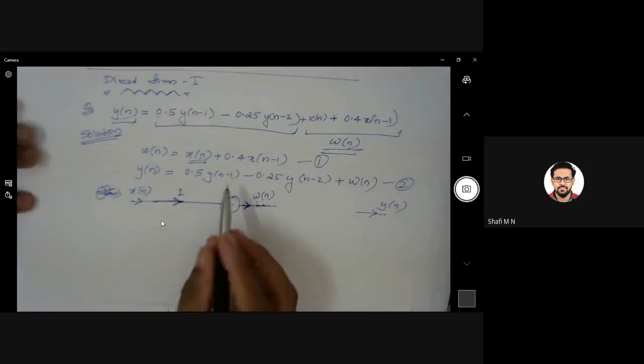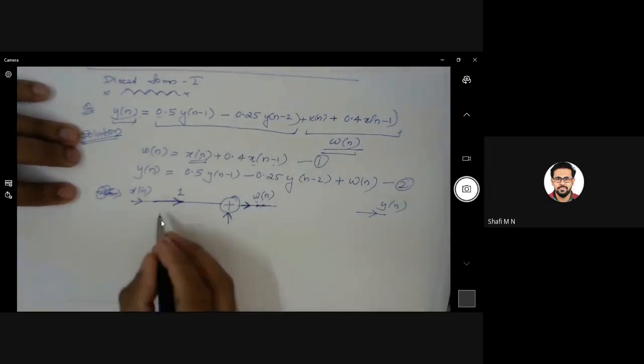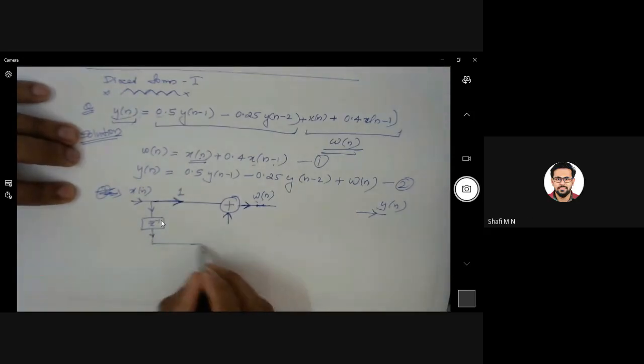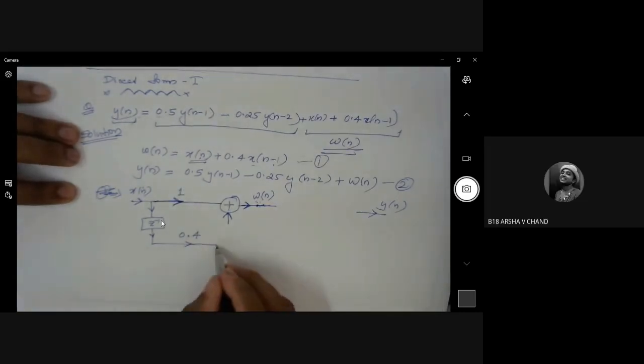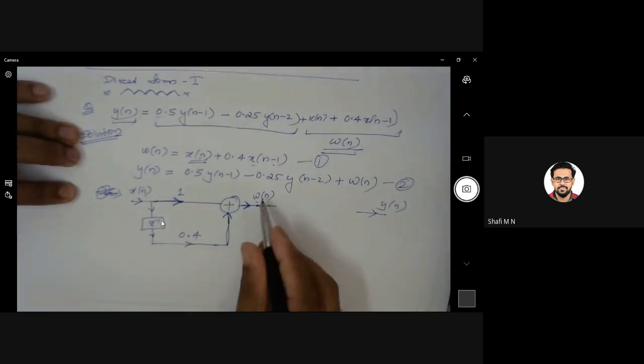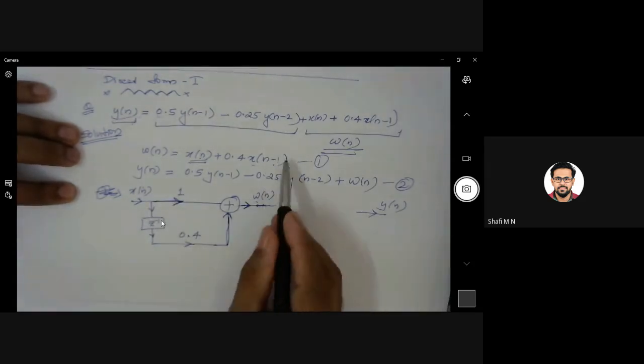First, let me obtain x of n minus 1. So who can help me to obtain this? A delay element. Let me draw a delay element like this, z raised to minus 1. What is the signal coming out of the delay element? x of n minus 1. So here you have x of n minus 1. Let me multiply with 0.4. That's fine, right? Yes, sir. I'm adding over here. So what I will get? w of n. w of n is x of n plus 0.4 into x of n minus 1. So I have achieved equation number 1.